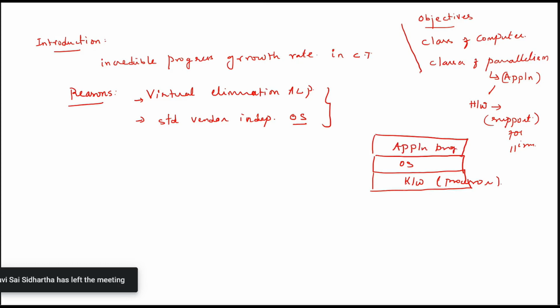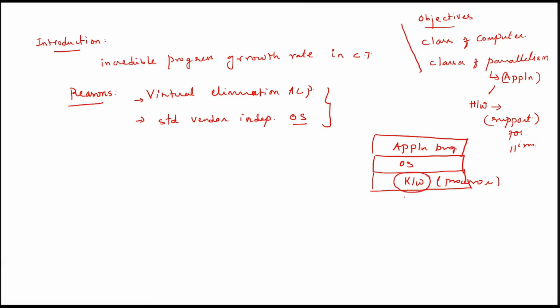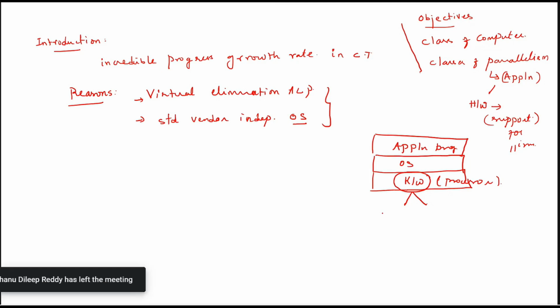Clear? So the thing is, whenever any new hardware has been designed, what is the first software that has to be developed? Can anyone say? Assume you're going to design some hardware, what would be the software required for that hardware?